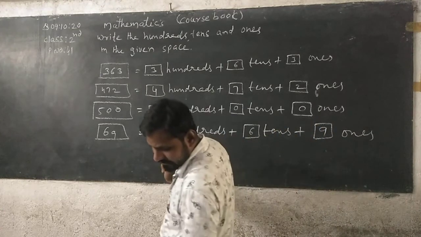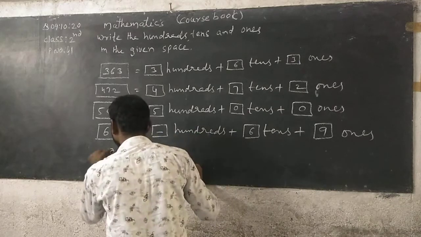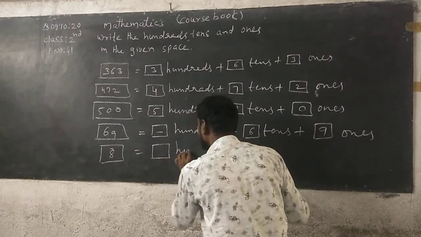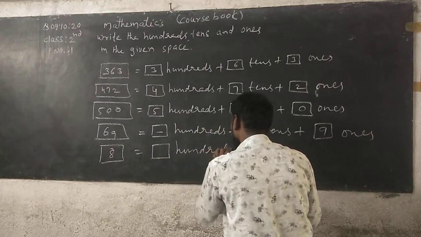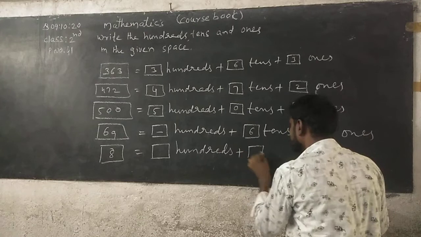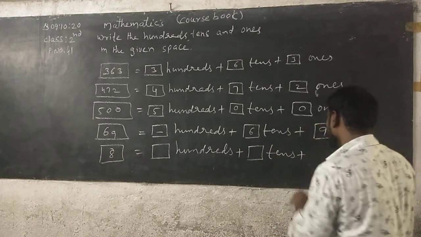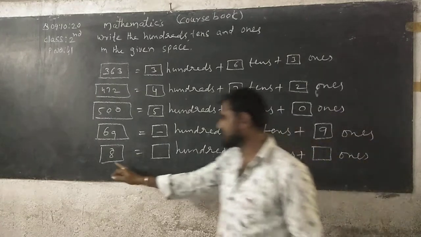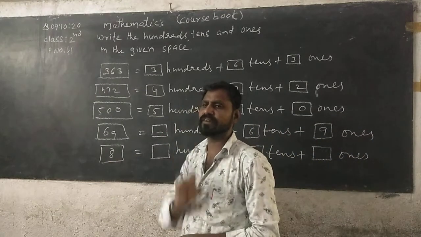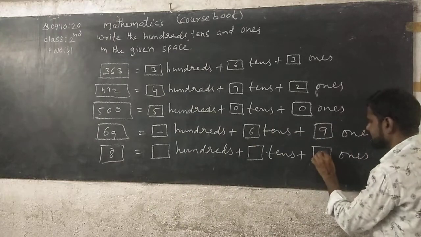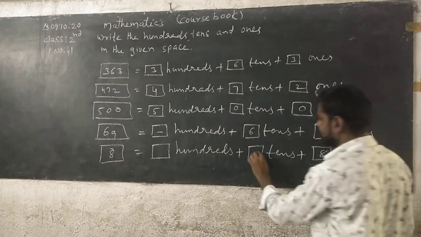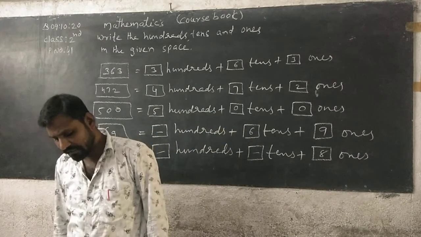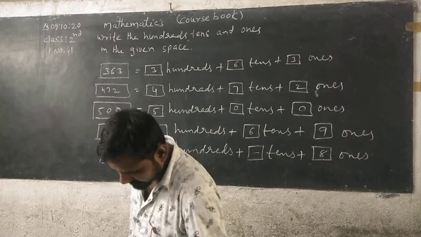Now next, 8. Dash hundreds plus dash tens plus dash ones. Here only 8. 8 is the only one-digit number. 8 means it has only one space. You can write 8 in one space. 8 is in one space. This is dash, this is dash. Now next, put the number by looking at the place value.